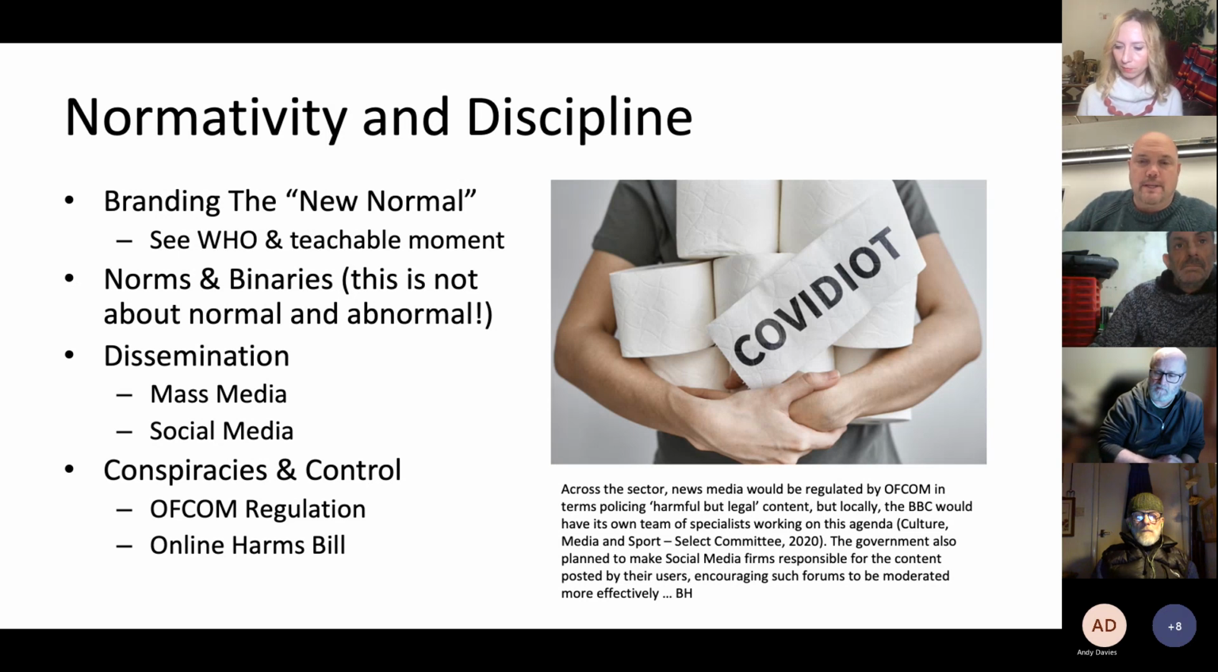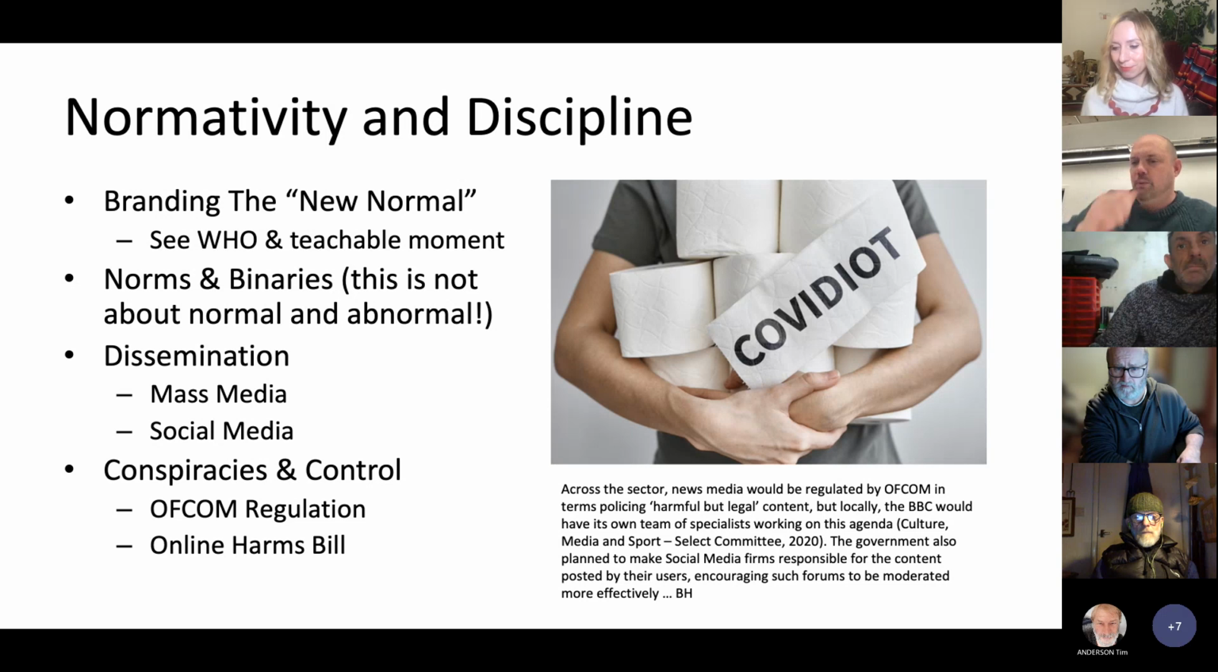So, of course, these messages are disseminated via the mass media. In terms of conspiracies and control, we do see Ofcom regulation over the mass media. One of my favourite quotes from the entirety of the pandemic was that Ofcom would be used to police harmful but legal content and effectively censor all broadcast media. This is out there in print. I'm not making some of this stuff up. There is also the intended introduction of an online harms bill during the time. Didn't quite get off the ground.